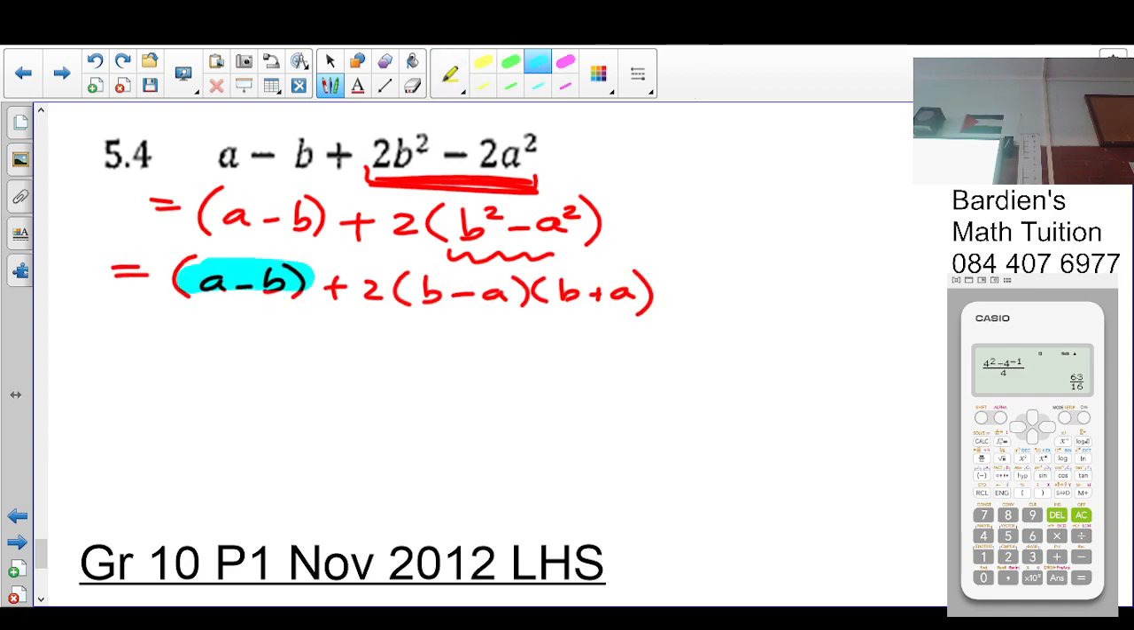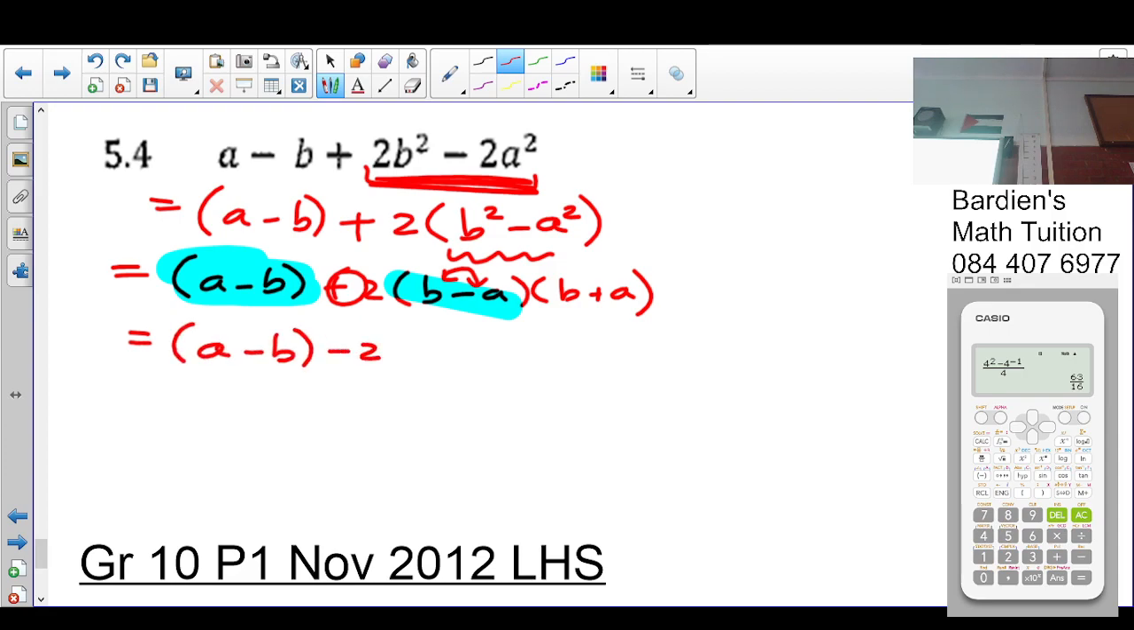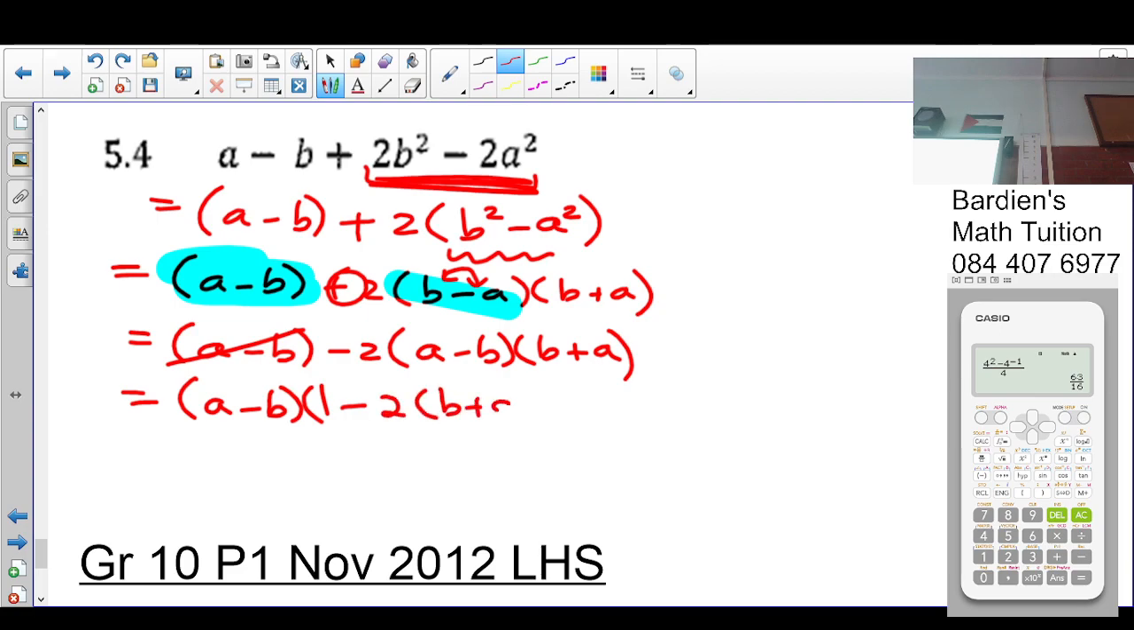But what do you notice? It's almost the same, not so? But what's the issue here? You got a minus b in the first term, and in the second term you got b minus a. So what I'm going to do is swap around and change the sign. So it's going to be a minus b minus 2 into a minus b into b plus a, or a plus b, that doesn't matter. What is now common? a minus b. What am I then left with? 1 minus 2 into b plus a. Whenever we have a bracket within a bracket, we get rid of the brackets. It's a minus b. I'm left with 1 minus 2b minus 2a.